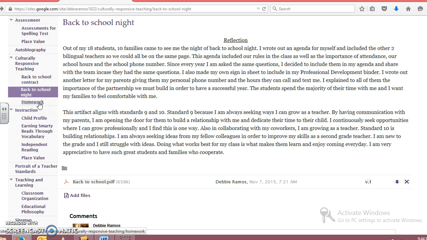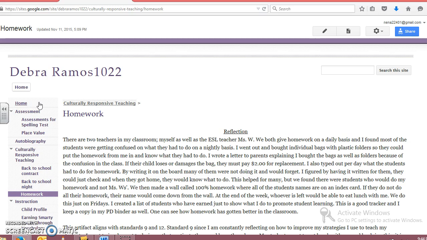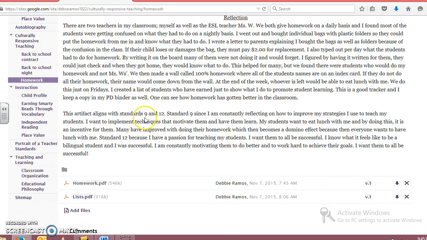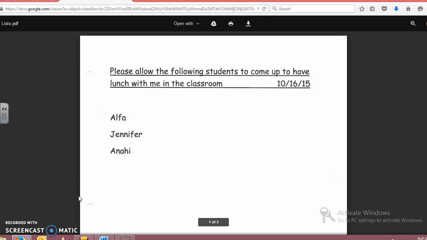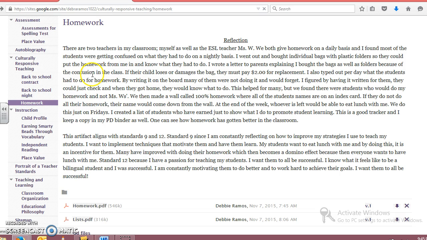Another thing that I needed to implement in my class, which I found was very confusing, was homework. In my classroom, I'm fortunate to work with an ESL teacher. But what we were finding is that some students were doing my homework and not doing her homework, or vice versa. I went out and bought a bag for each student with their own folder, wrote their name, and made a spreadsheet as to what they need to do on a daily basis.